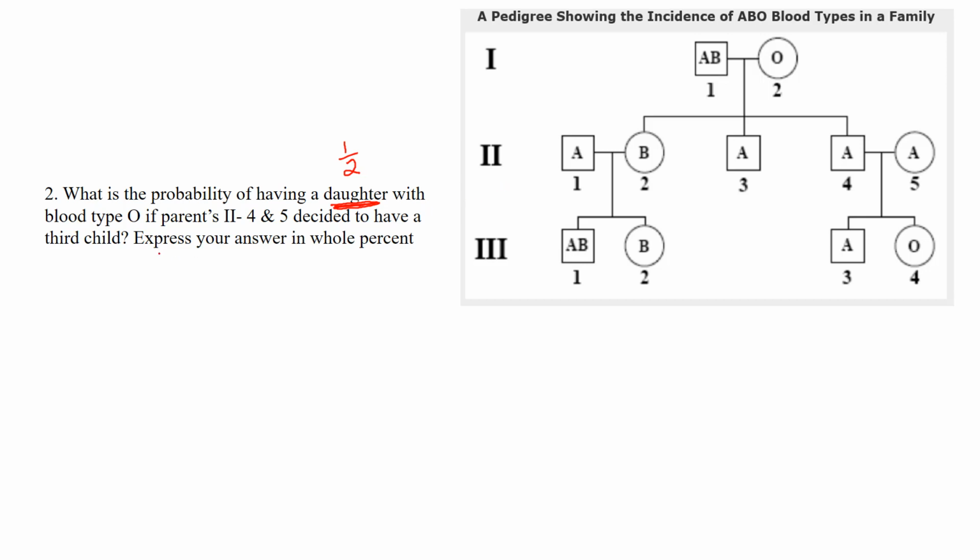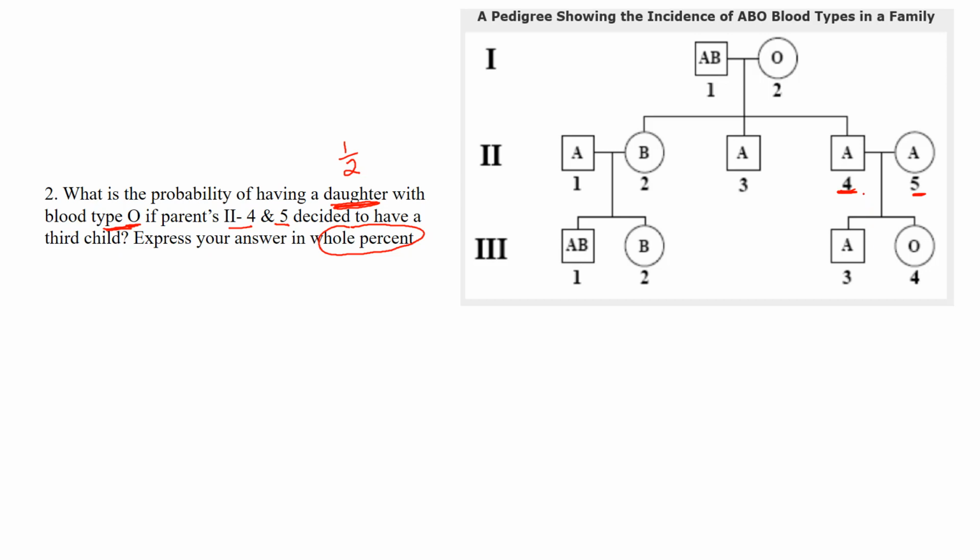Okay, with blood type O, so they want to know the probability of having a blood type O if parents 2, 4, and 5 decide to have another, or a third, child. And they want your answer in whole percentage, so no decimals in the percentage. Okay, so when we do that, let's go take a look at individuals 2, 4. They're talking about this one here and 2, 5, which is this one here.